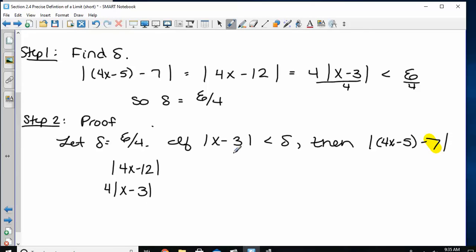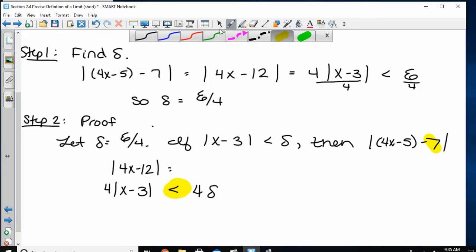But what did we already assume about the absolute value of x minus 3? We said it was less than delta. So this would have to be less than 4 delta. So you notice I just got my less than in the problem. I told you you were done once you got a less than and an epsilon.